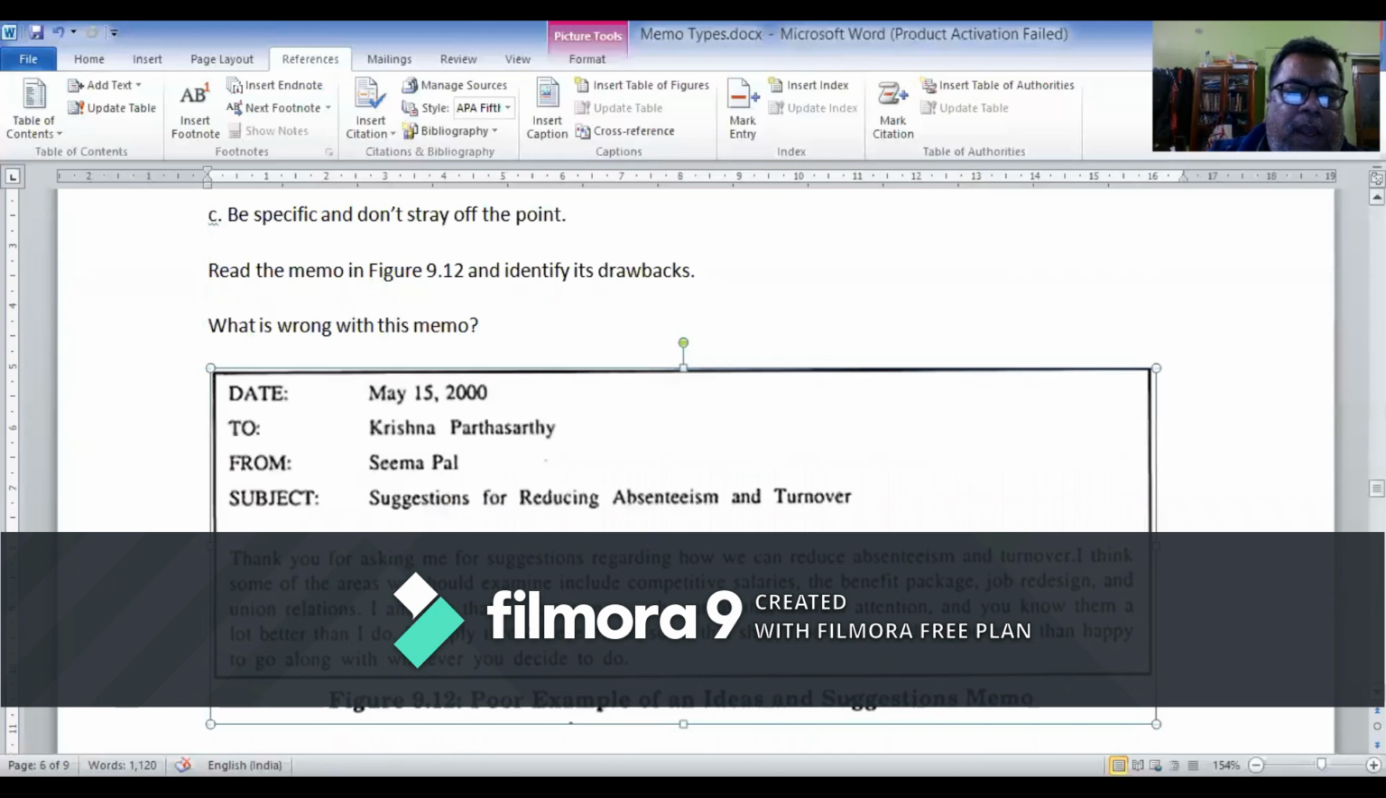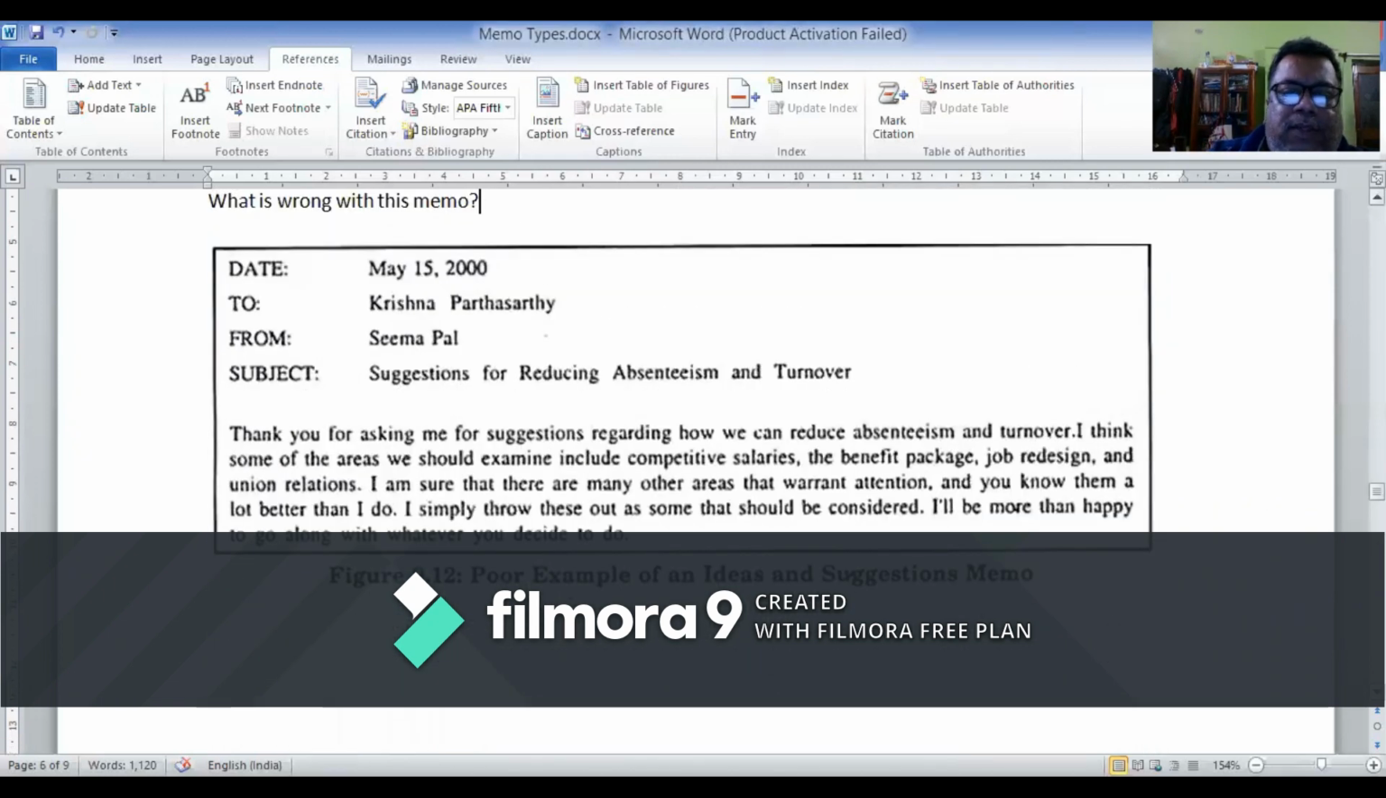Okay, and let us now take a look at an example of a memo, an illustration memo. And it's written by one Krishna Parthasarathi. To Krishna Parthasarathi from Seema Paul, suggestions for reducing absenteeism and turnover. Thank you for asking me for suggestions regarding how we can reduce absenteeism and turnover.